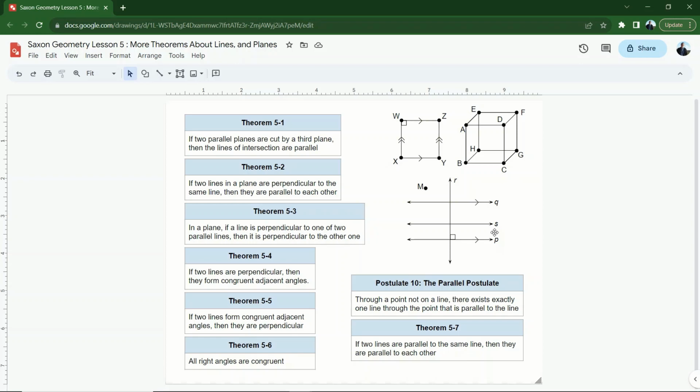Okay, that's our list of theorems and postulates. Do you see what I mean? These ones are a little more complicated. Even if they don't make sense to you yet, as you work with them, they will. And that's what we're going to do. We're going to start working with some of these theorems and postulates as we do the lesson practice for lesson 5 in the next video.